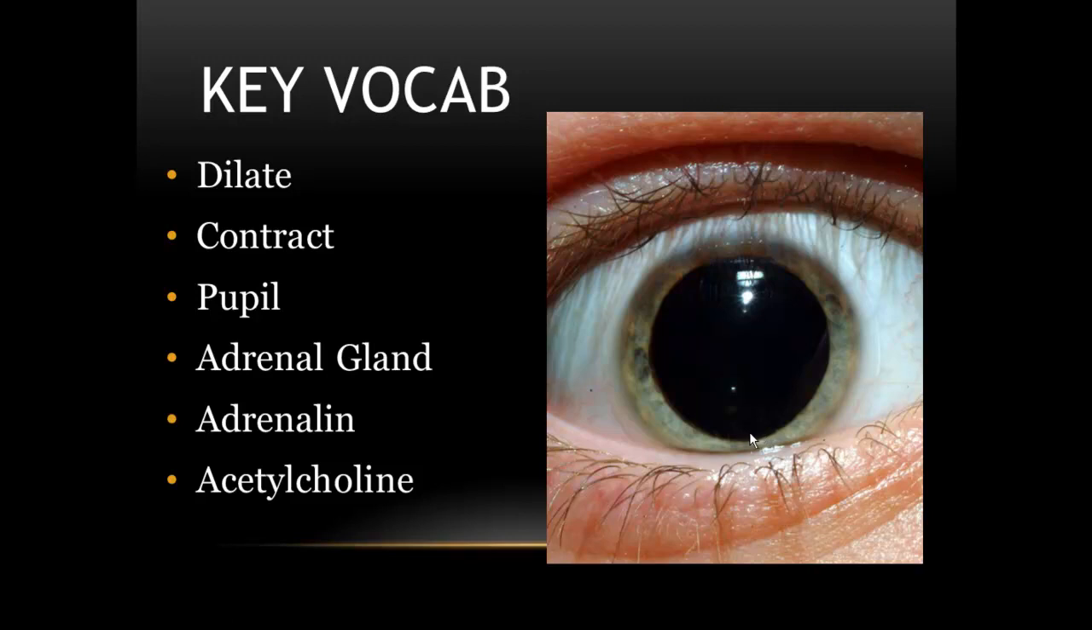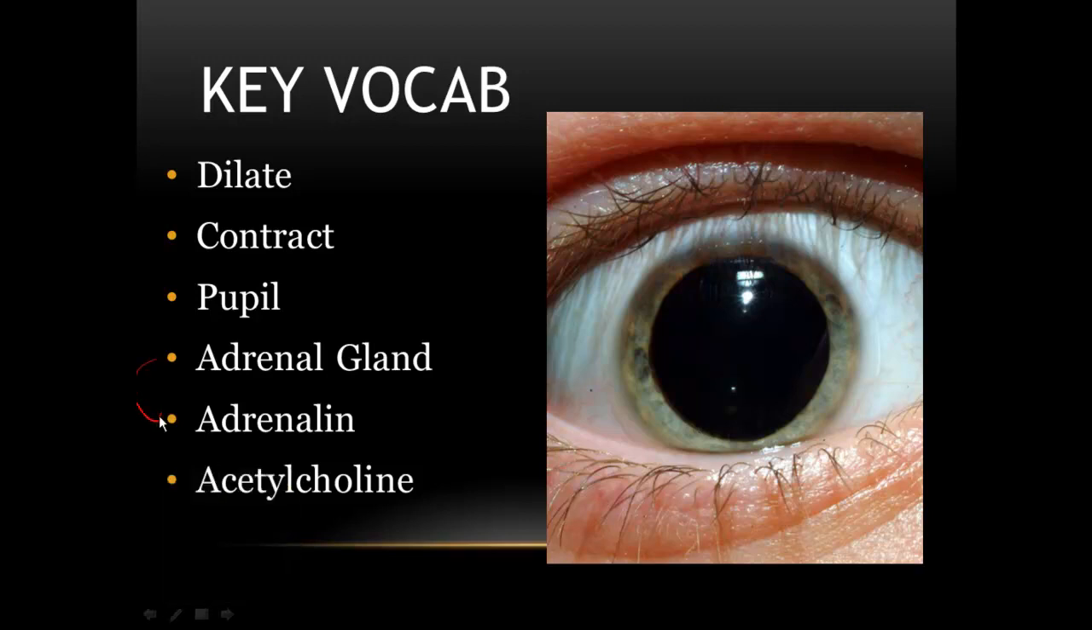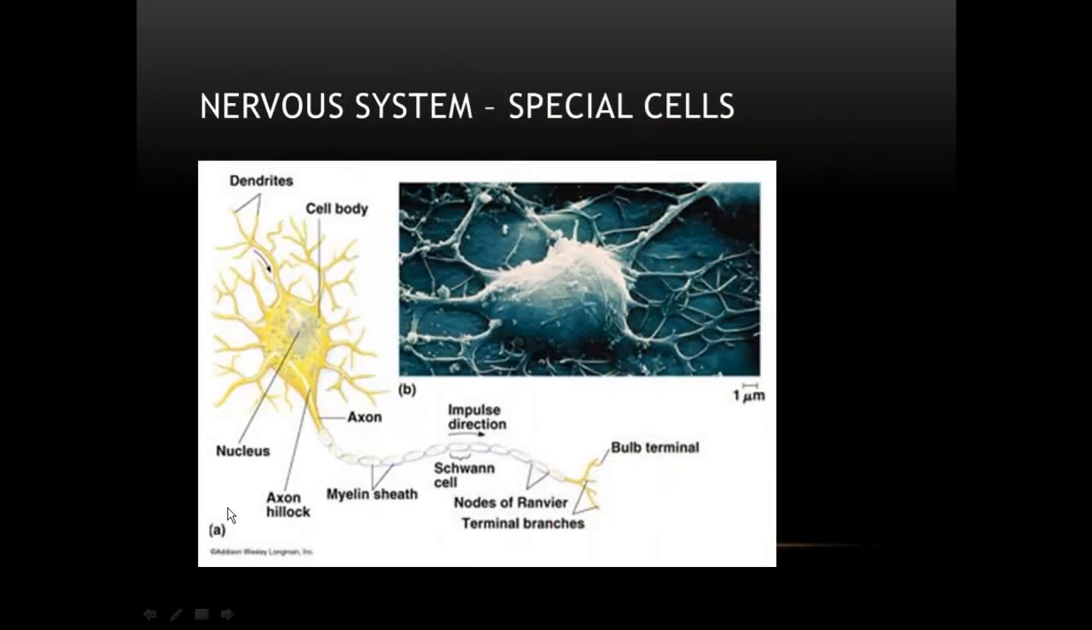Adrenal gland is going to be a gland sitting on top of the kidney. It is a gland that's going to make adrenaline, and adrenaline is going to be our fight or flight hormone, causing our heartbeat to go up. Acetylcholine is going to be the neurotransmitter. So acetylcholine, important word. We need to know how to say it and spell it. Let's get into the system.